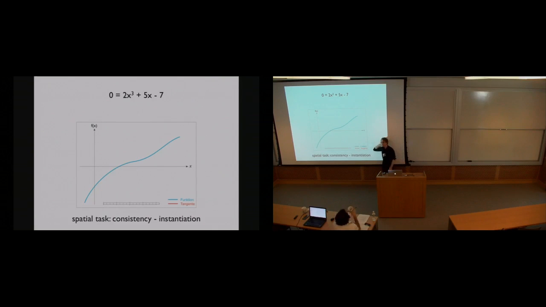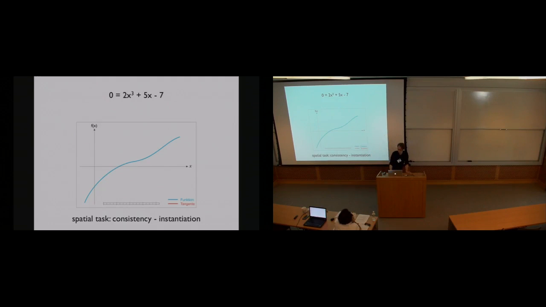Even in this context, we can think of spatial consistency, right? So spatial consistency would be finding x's that cross that line. Instantiation then is simply the value of x as it equals zero, right? So that's how we could understand our spatial reasoning problems in terms of root finding. But again, notice that some of the x's give us positive values and some negative.